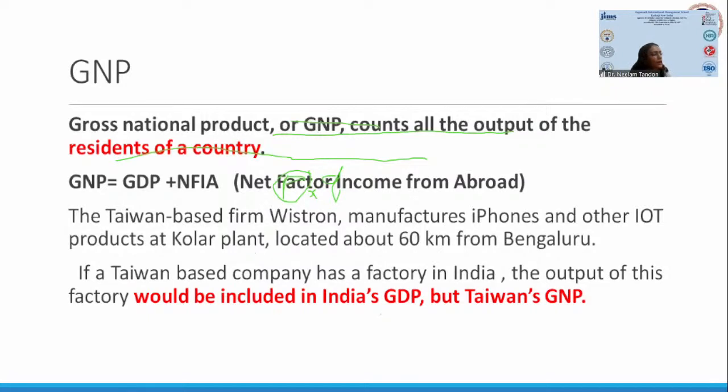Mukta didn't understand real. Absolutely, Sumit, absolutely.